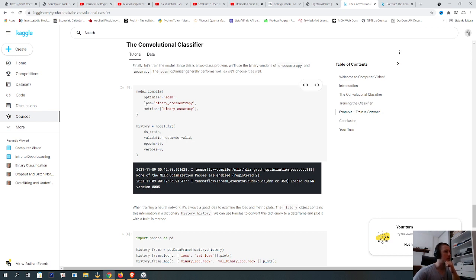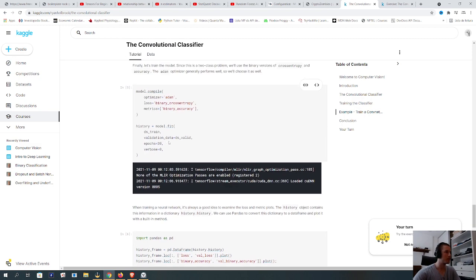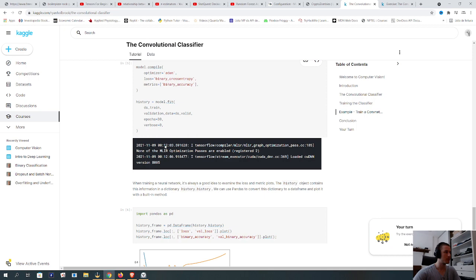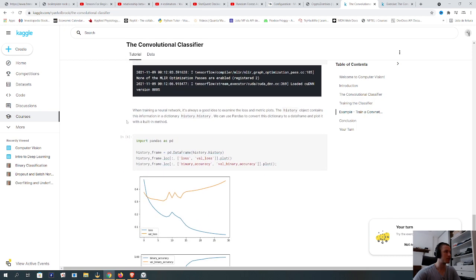So you're just going to use Adam, binary cross-entropy, metrics binary accuracy. history equals model.fit, ds_train, validation_data equals ds_valid, epochs 30. So it doesn't need to specify batches in this case because it's an image dataset.